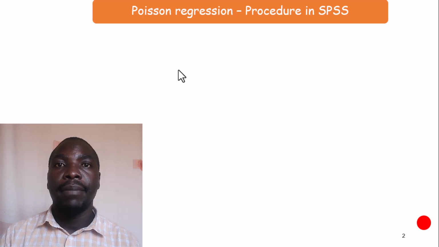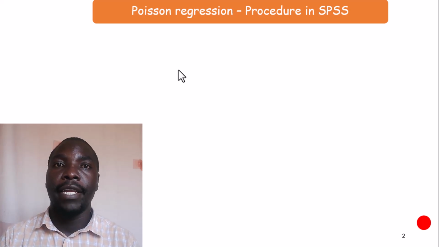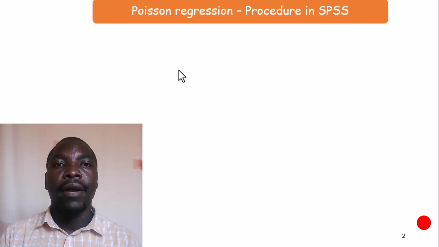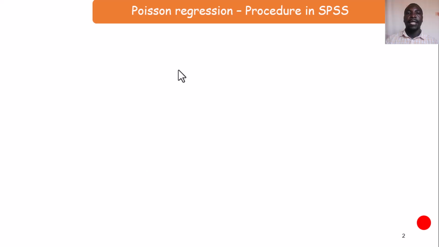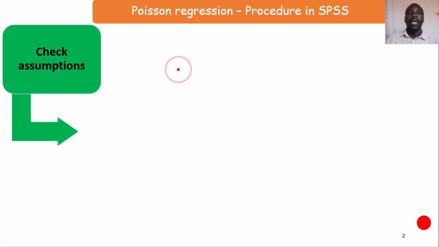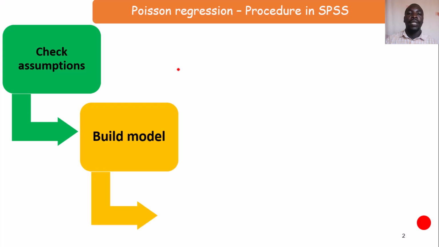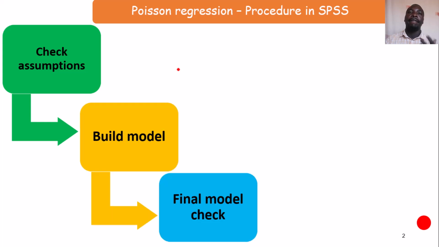In the previous episode, we looked at an overview of Poisson regression, the different models available. And so today, we are going to look at the Poisson regression analysis procedure in SPSS. As usual, we start with checking for assumptions. We build the model, and then we do a final model check.